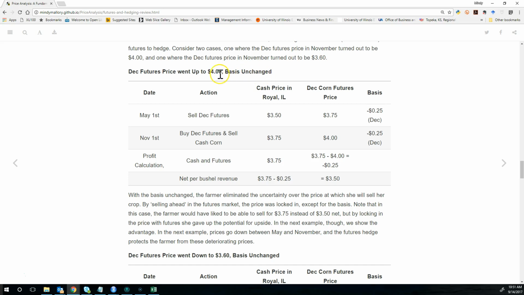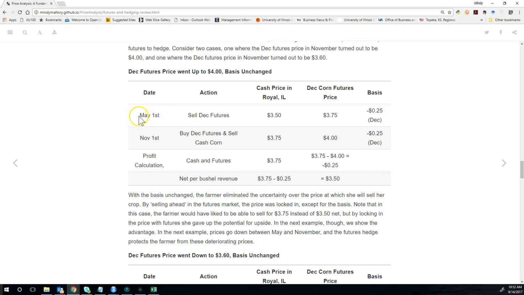Okay, so hedging tables are usually organized in some way like this. You'll have a date and then listed what action the farmer is taking, whether it's in the cash market or the futures market. What is the cash price at those different points in time? What is the futures price at those different points in time? And it's often useful to keep track of the basis.